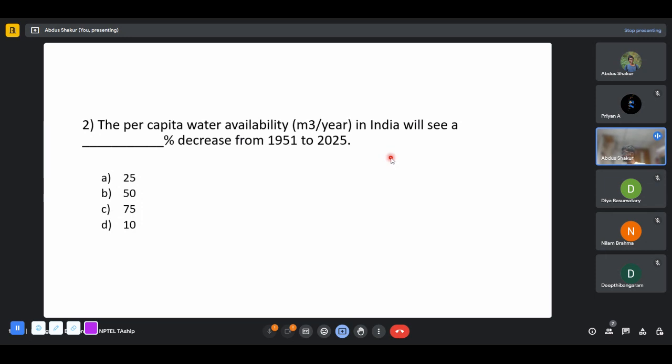The per capita water availability in India will see a dash percent decrease from 1951 to 2025. We all know that last time we were discussing the decrease in groundwater levels and how it affects our Earth and many other things. So how much have we decreased in the past 75 years? That is around 75% decrease, which is a really huge decrease in water availability. And it's not just the decrease, our population is also increasing, so it's going to have a drastic effect on human health also, which is a real concern.